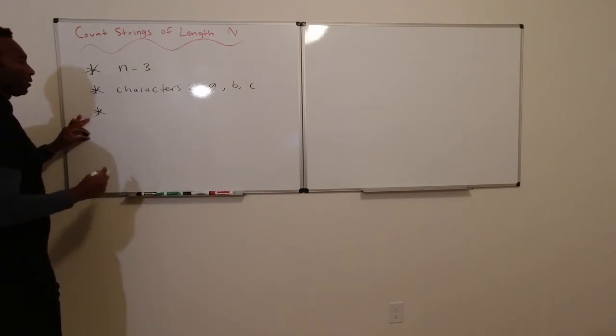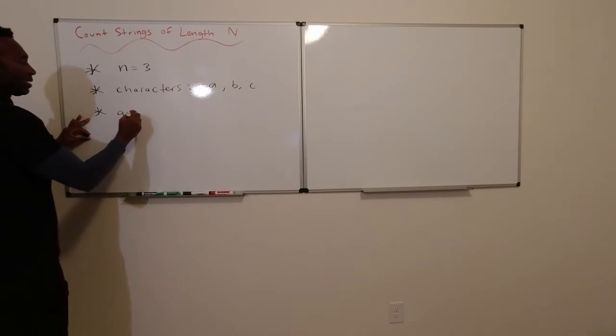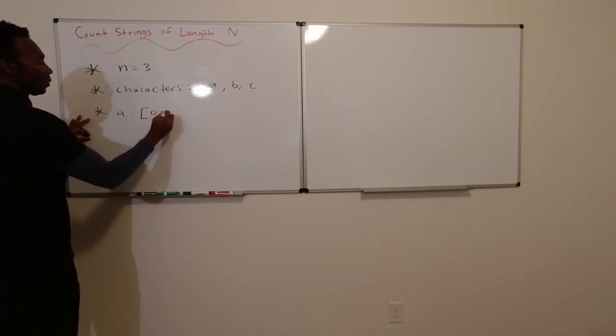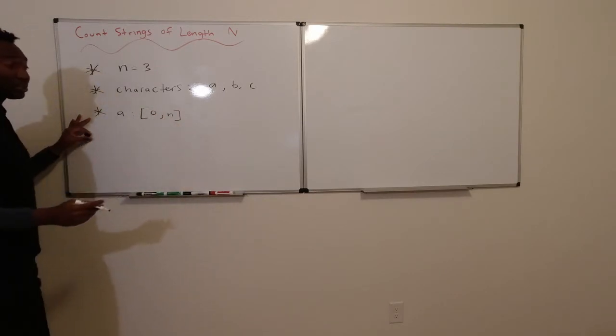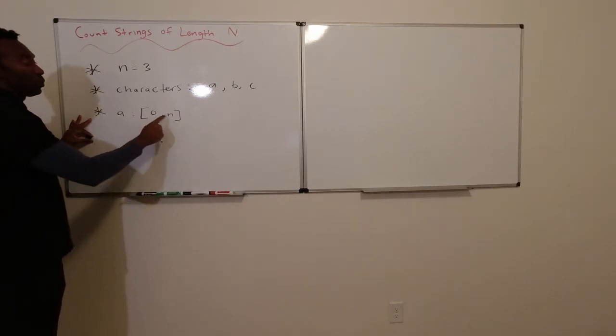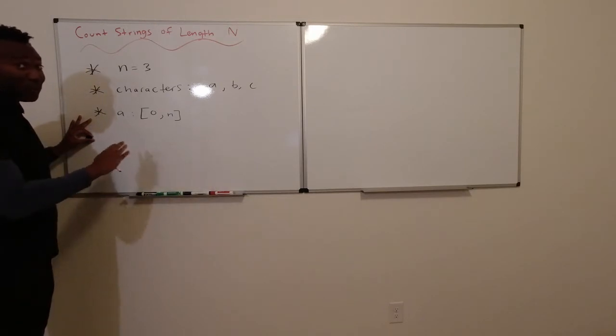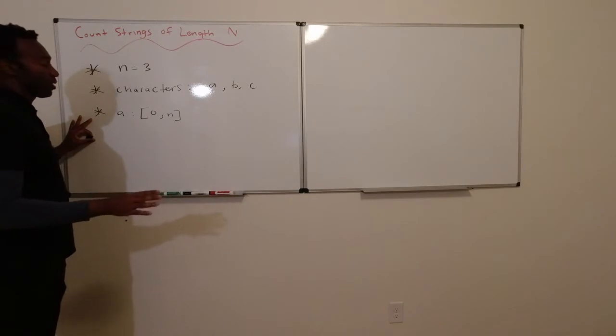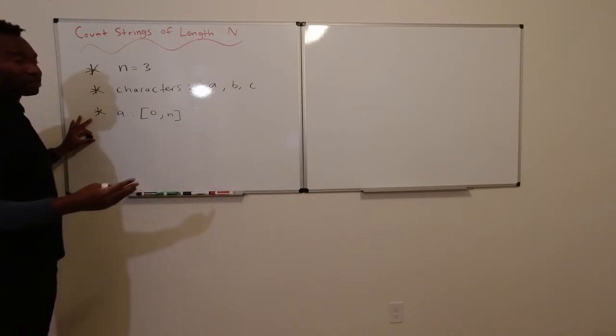Another restriction that we have here is that A must be between 0 and n. Here I'm using interval notation. This signifies that we can include 0 and we can include n. 0 means that you use no A's, that you have no A's in your string. And then n means that you have all A's in your string. So that's also a valid string.